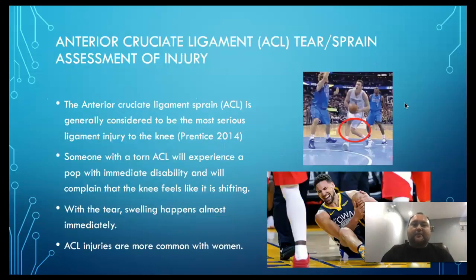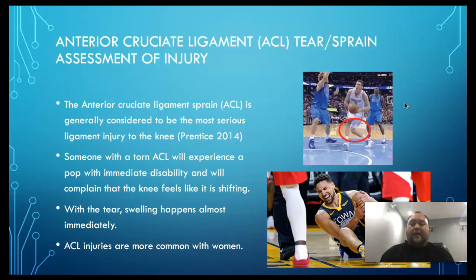ACL tear, sprain, assessment of injury. The ACL is generally considered to be the most serious ligament injury to your knee. Someone with a torn ACL will experience a pop with immediate disability and will complain that the knee feels like it is shifting. With the tear, swelling happens almost immediately.